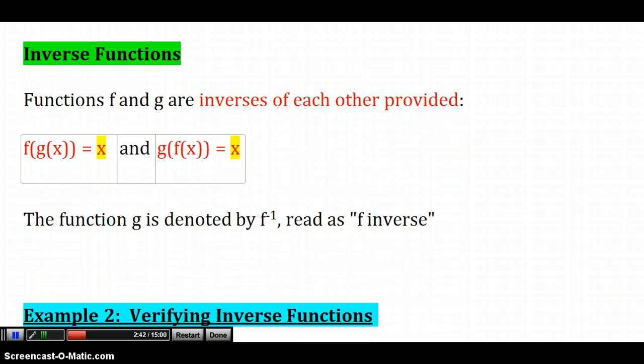Alright, if two functions are inverses of each other, that means if we compose them, we should get x. So if you have two functions that say, hey, these are inverses, if you do f of g of x and g of f of x, it doesn't matter which way you compose them, you should get x both times. And the inverse function is denoted by an exponent of negative 1. That means inverse. So if you had f to the negative 1, that would read f inverse.